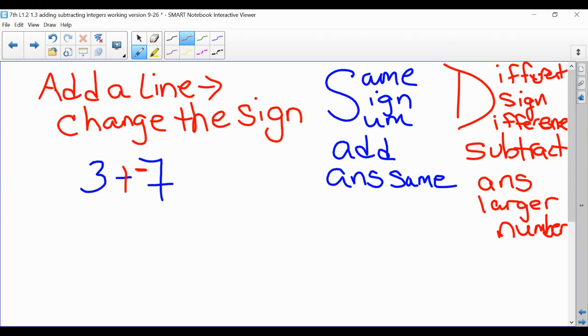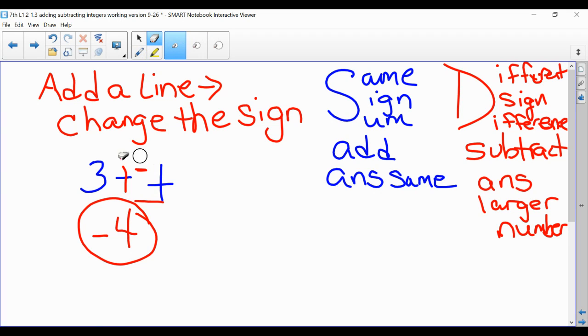And we practiced that a lot last week and a little bit the week before, right? So going back to this example, if we have 3 plus -7, those are different signs, so we're actually finding the difference or subtracting the two numbers. So 7 minus 3 is 4. And then the answer gets the sign of the larger number, which is the 7, -7. So our answer is -4.